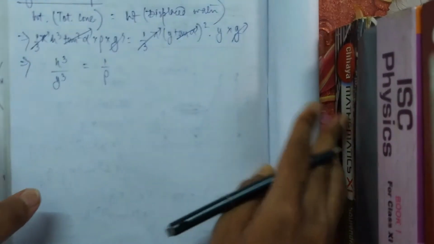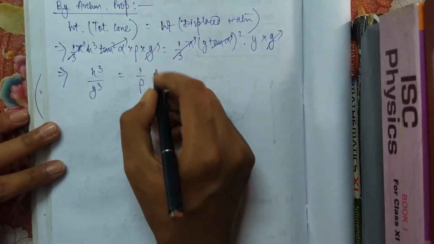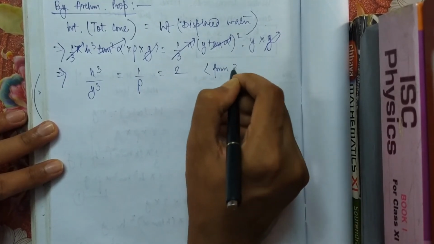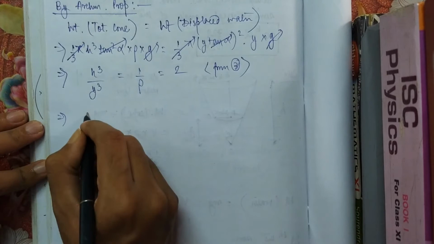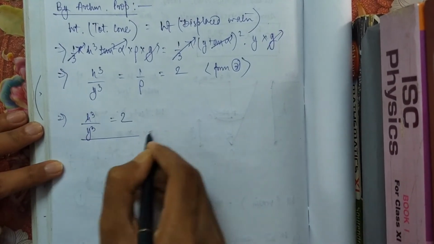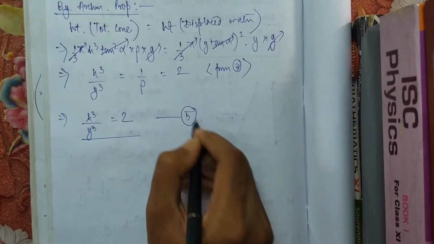So this becomes rho, put here half, then it will be 2. This we have got from equation 3. Hence we have a relation that h cube by y cube equals 2. Let us name this relation number 5.